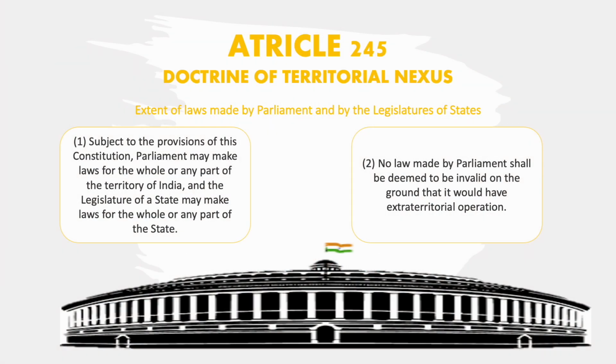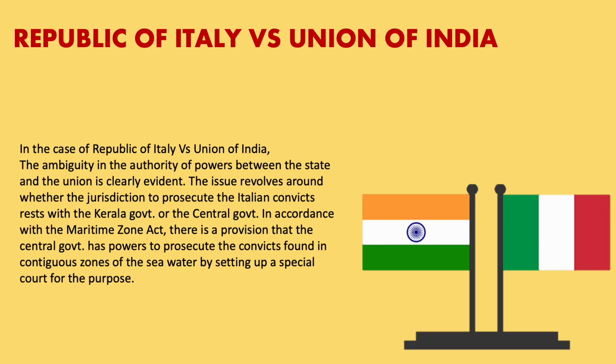To understand this better, let's talk about the concept of territorial nexus. Article 245 defines the territorial jurisdiction of the Union and state legislatures. It basically determines where their laws can be applied. However, this has led to some ambiguities and conflicts as seen in the Republic of Italy versus Union of India.